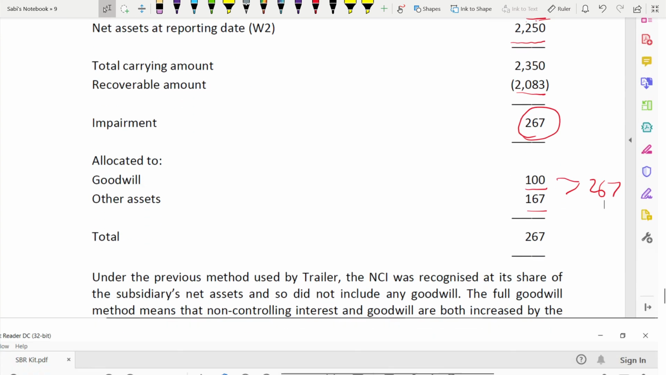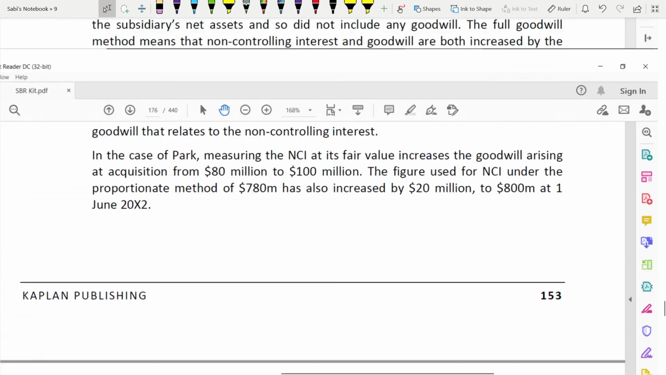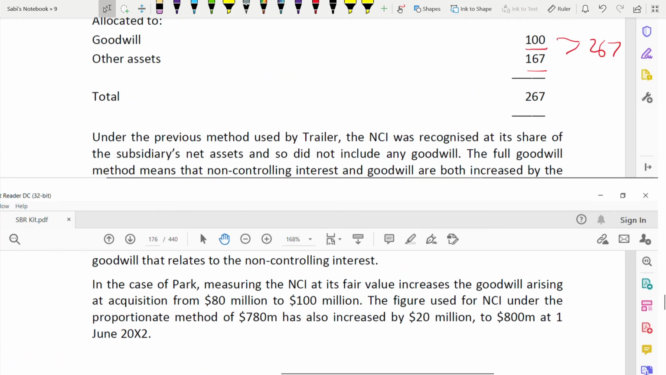Now, this is quite okay. Go a little bit fast. So under the previous method used by Trailer, the NCI was recognized as a share of the subsidiary's net assets and so did not include any goodwill. The full goodwill method, this is also known as full goodwill method, when the fair value of NCI is used. Most of you might not know it. The full goodwill method means that the NCI and goodwill are both increased by the goodwill that relates to NCI. So goodwill will increase here.